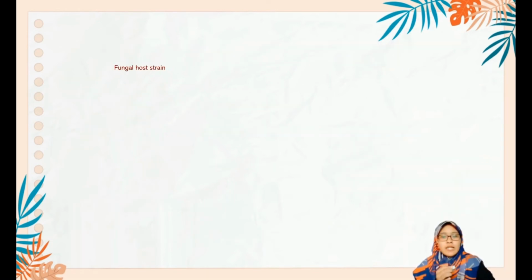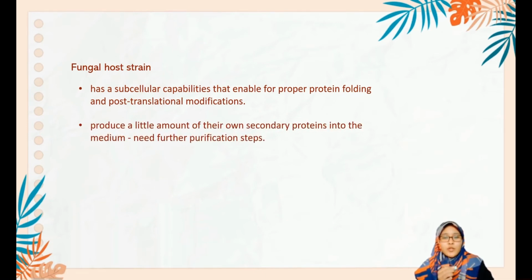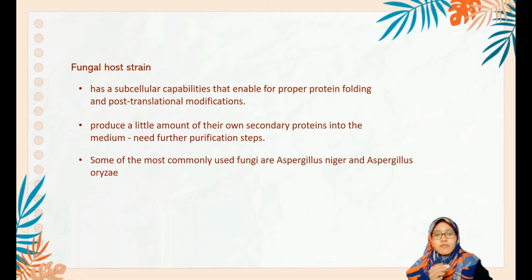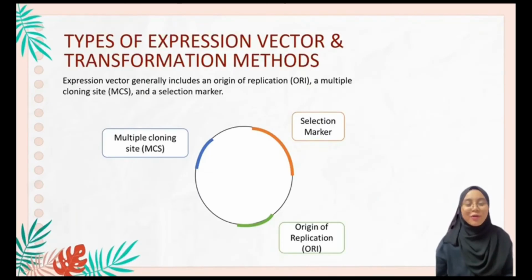As for fungal host strains, they have subcellular capabilities for proper protein folding and post-translational modification. However, they only produce a little amount of their own secondary protein into the medium. Therefore, they need a further purification step. Most commonly used fungi are Aspergillus niger and Aspergillus oryzae. Next are the types of expression vectors and transformation methods.